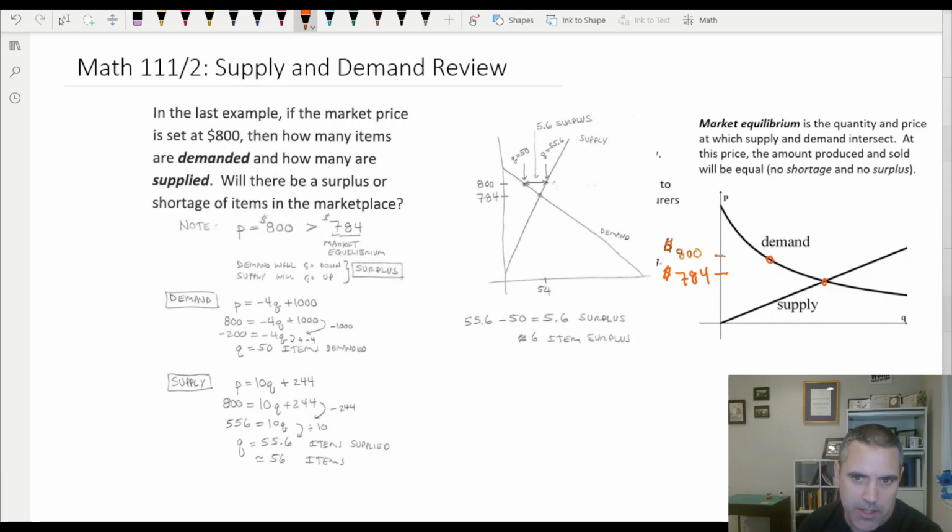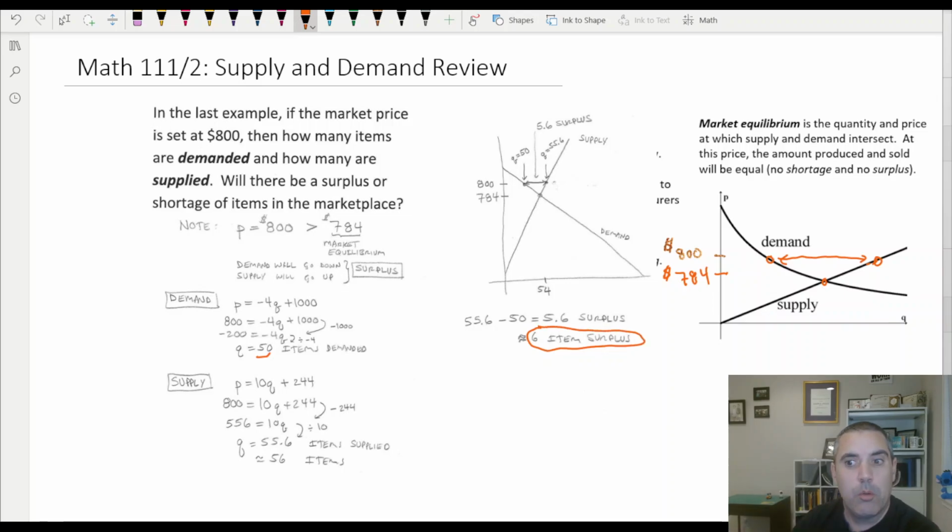So I computed that, and I found that 50 items are going to be demanded just by plugging into the demand function. And then I did, okay, what about the supply function? I plugged it into the supply. It was 56. So that's a problem in that they're going to supply 56, put them out on the shelves, and only 50 are going to get bought. So we say it's a 6-item surplus.